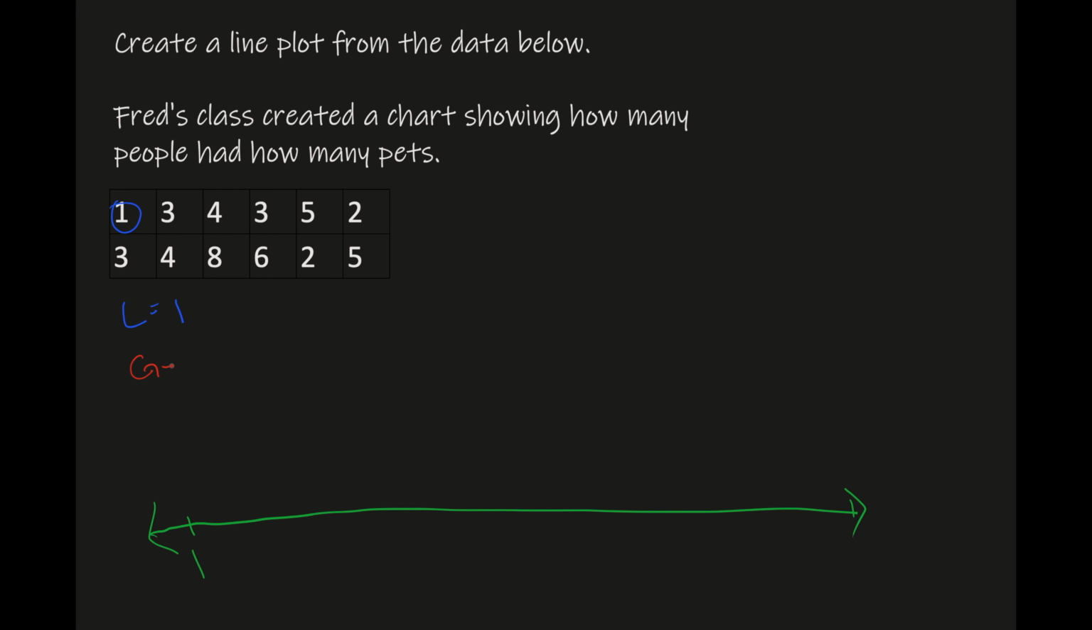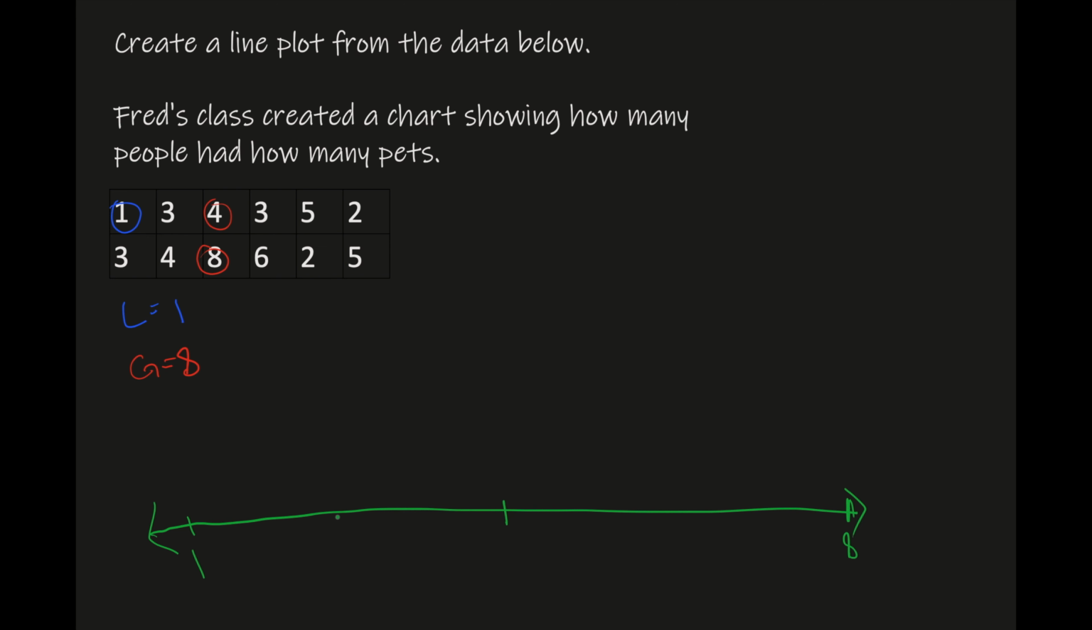What is the greatest? I see 4. That could be the biggest. 4 again. Oh, 8. 6, 2, 5. So 8 is the greatest number. Now we're going to write this tick here as 8. And now we're going to spread this out evenly. We're going to split this into eighths.